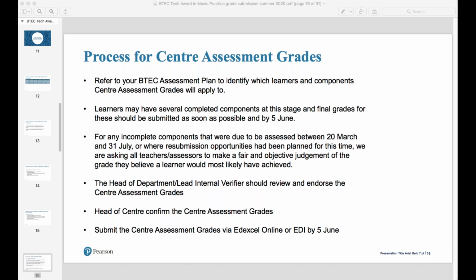Someone's asked about partial components that would have been started and finished within the time frame. That is where you can apply a centre assessment grade to those components. So yeah, a few people asking about components that are due to be completed in the next academic year, and the historical data.